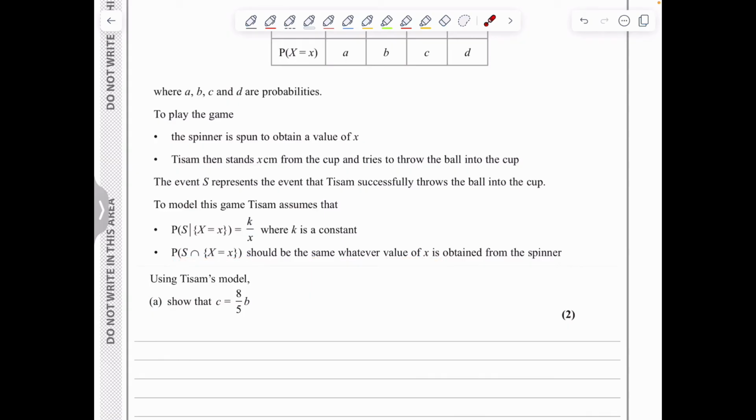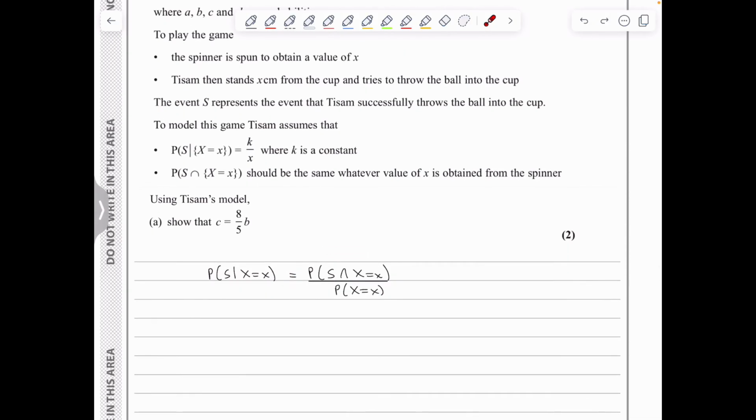Now based on this, we need to show that c is 8 over 5b, and I will start with the conditional probability statement. The probability of S given x is the probability of S intersection x over the probability of x being x. I will cross multiply to get the probability of S given x times the probability of x being x is simply the probability of S intersection x. So remember that the probability of the intersection is the same whatever the value of x obtained.